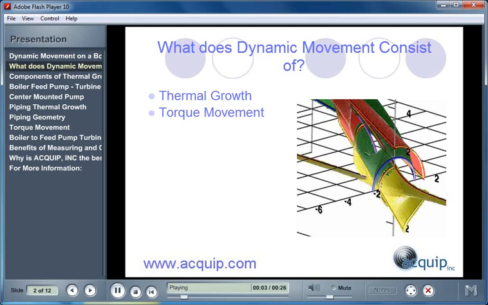Oftentimes, people talk about thermal growth, and what they're really talking about is dynamic movement. So, what does dynamic movement consist of? Well, dynamic movement does consist of thermal growth that's due to heat expansion in the material. But also, there's torsional movement that all affects the dynamic movement of the machine across the coupling.